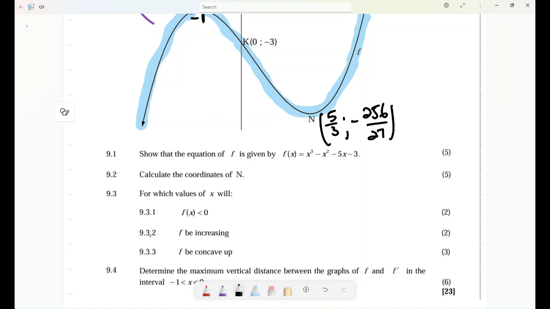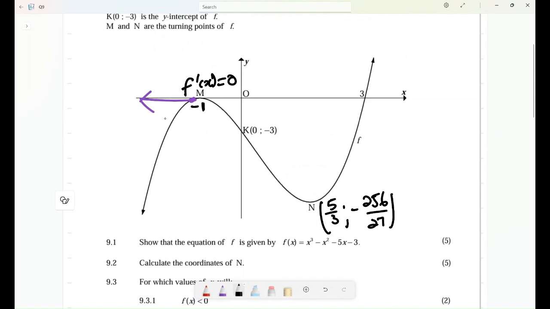5.5, 9. But where do I take this? 9.3.2 says, for which values of x will f be increasing? Let me erase this. F is our graph. Where is it increasing? Check from negative infinity to negative 1. Remember, at the turning point, our graph is not increasing or decreasing. It is strictly stationary. So we do not include this point, negative 1. So it is from negative infinity to negative 1, but that negative 1 is excluded.